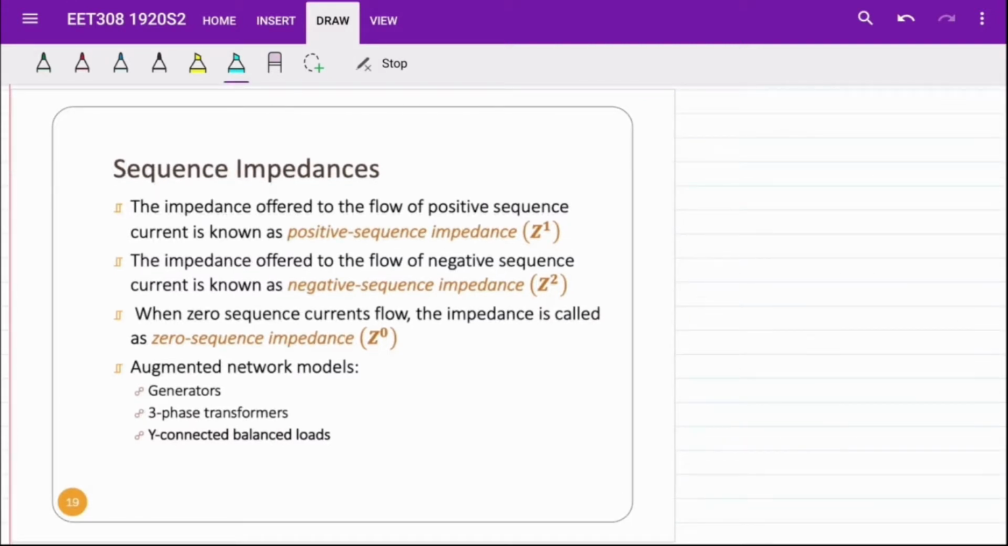As we have discussed in the previous subtopic, the term sequence means that we will have three impedances depending on the sequence, which is Z1 for positive sequence impedance, Z2 for negative sequence impedance, and Z0 for zero sequence impedance. And the term impedance is the impedance for the network components such as loads, transmission lines, generators, and transformers.